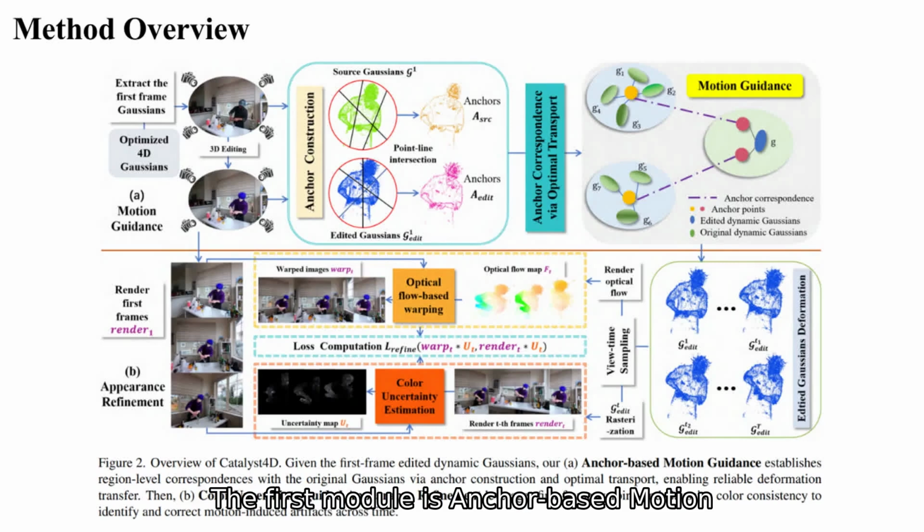The first module is anchor-based motion guidance, or AMG. Given the edited Gaussians in the first frame, AMG extracts structural anchors and uses optimal transport, specifically the Sinkhorn algorithm, to establish robust, region-level correspondences with the original scene. This ensures that the edited Gaussians inherit semantically correct deformations over time.